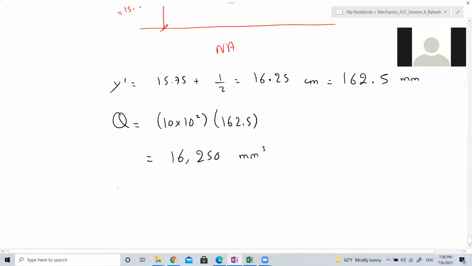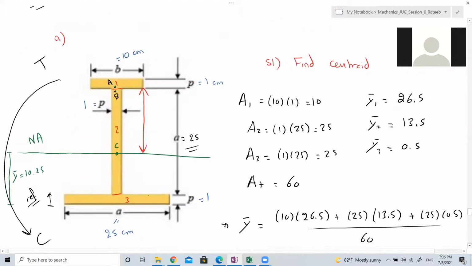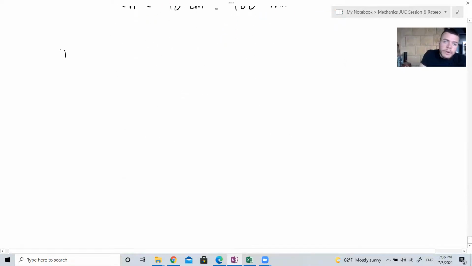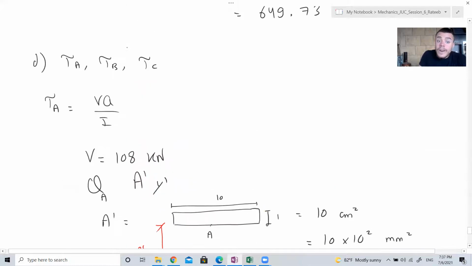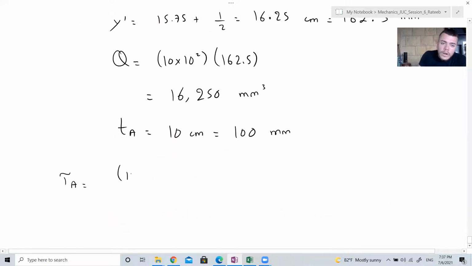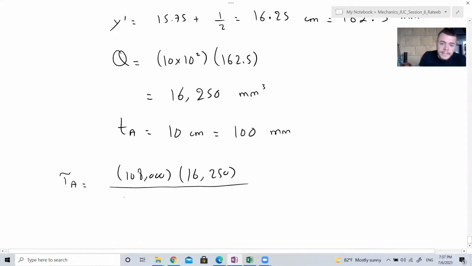What is T of A? Okay, it is 10. Why not one? Because the point is above. Yes, right, above. So 10 centimeter, convert it to millimeter, it becomes 100 millimeter. And therefore tau of A is 108 kilonewton, convert it to newton, so 108,000 newton. So 108,000 times Q which is 16,250 over I which is 6586.25 times 10 to the power 4 multiplied by T which is 100.